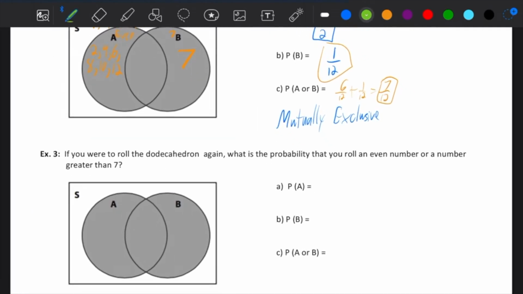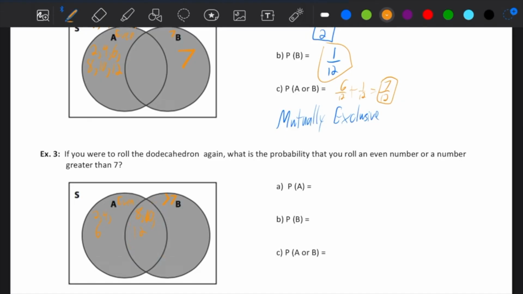Next one, if you were to roll the dodecahedron again, what's the probability that you roll an even number or a number greater than 7? So these are the even ones, and these are the ones that are greater than 7. So even numbers 2, 4, and 6. Evens that are greater than 7 will go in this category because they fit both. That's 8, 10, and 12.